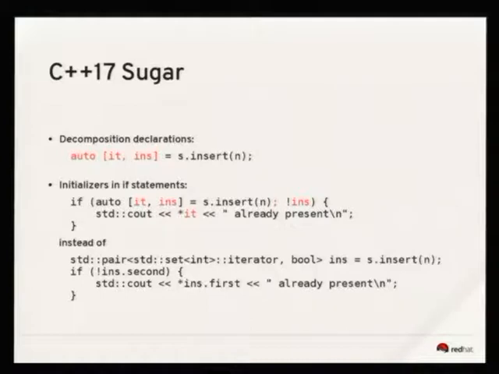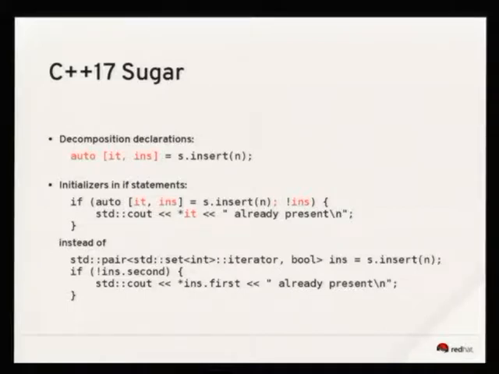This pairs nicely with the next new feature, which is initializers in if statements. That's similar to how you can declare variables that are local to a for loop. Now you will be able to do that also for if and switch statements, so that you don't pollute the outer namespace with names that are only useful within your if.